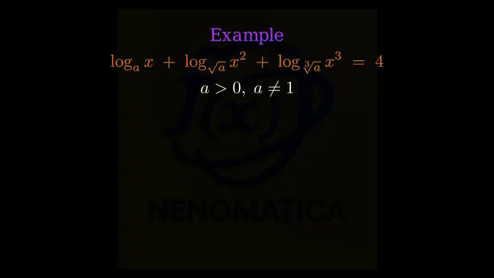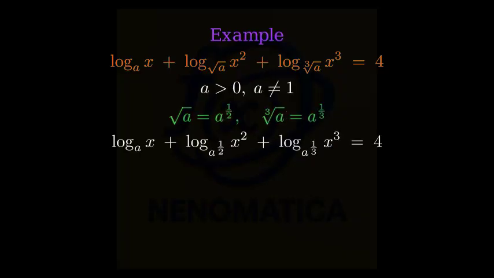Example: we will solve the logarithmic equation exactly following the shown steps. The equation is log base a of x plus log base square root of a of x squared plus log base cube root of a of x cubed equals 4. We assume a is greater than 0 and is not equal to 1. Step 1. Rewrite the radical bases using fractional exponents. Square root of a is a to the 1/2 and cube root of a is a to the 1/3.